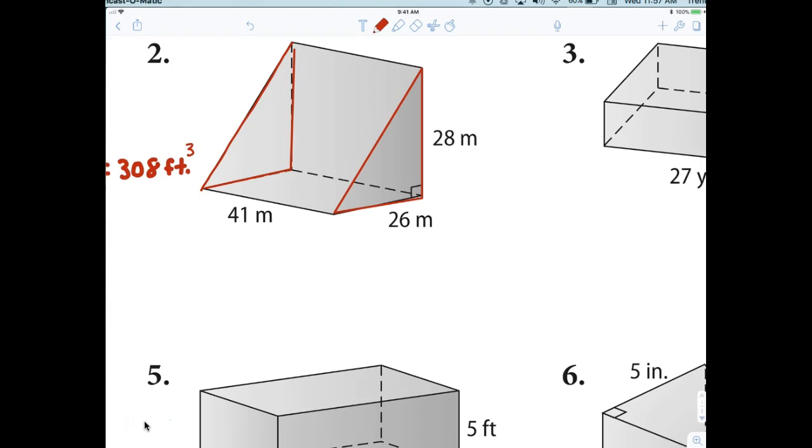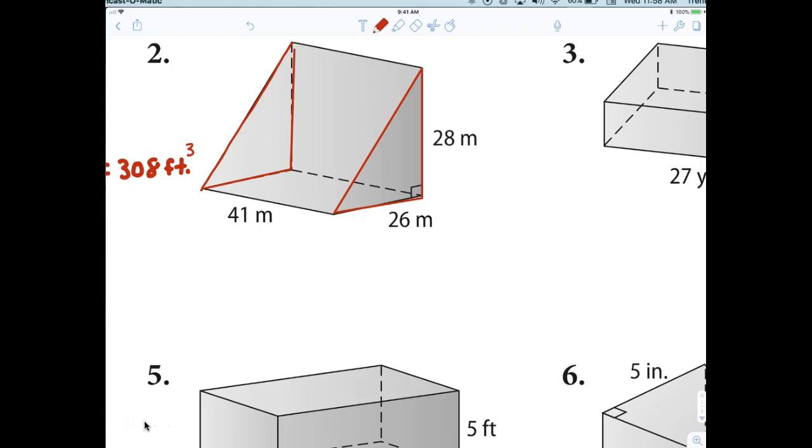Why is the triangle the base? People think that an object always sits on its base. Is that true? No. An object doesn't always sit on its base. A base is what's parallel. It has to be parallel, and it has to be the exact same shape. So in this case, the base is a triangle.